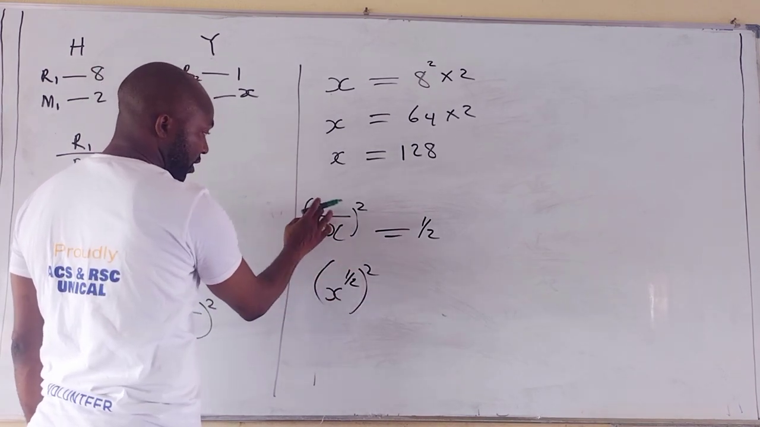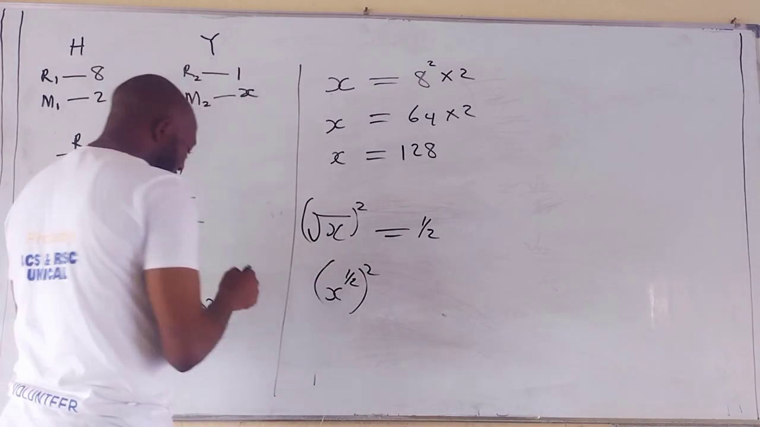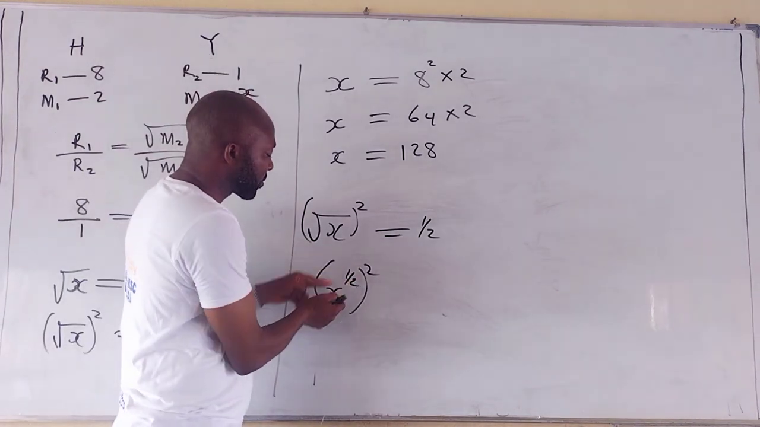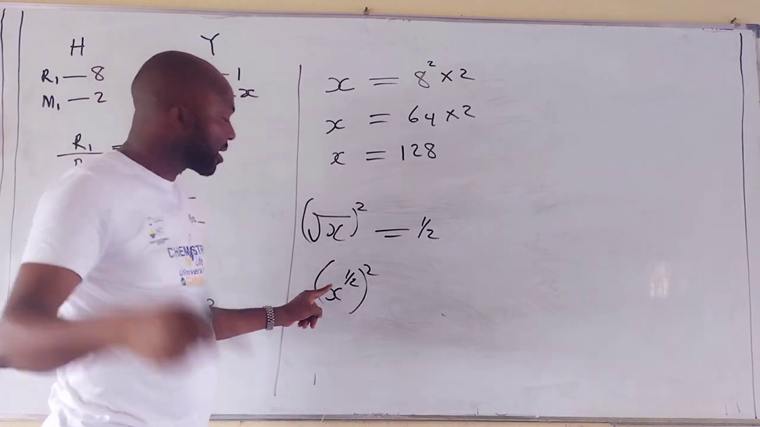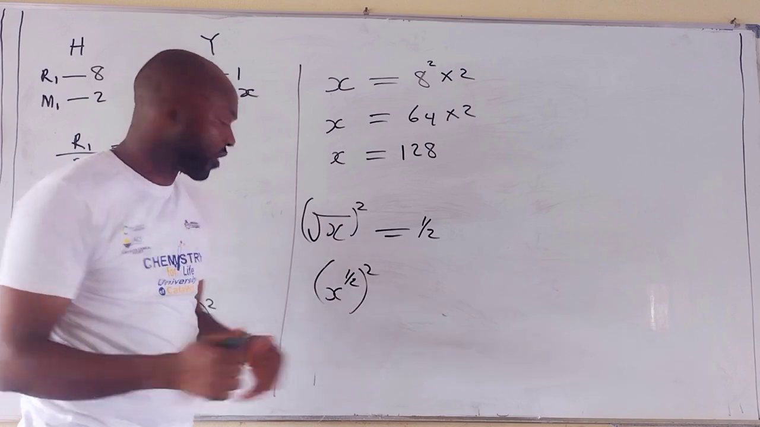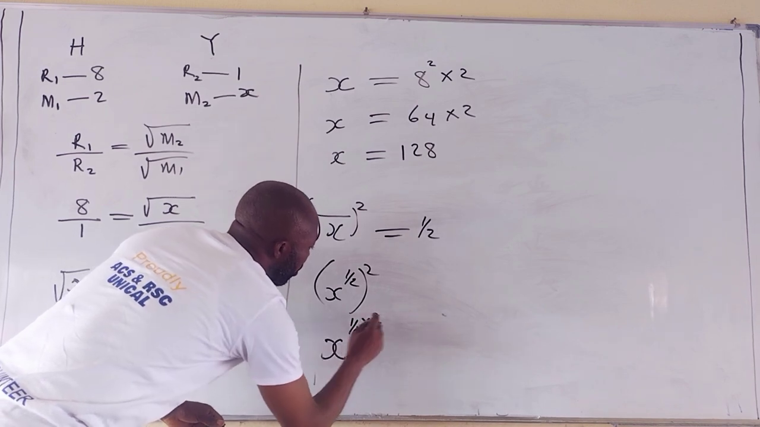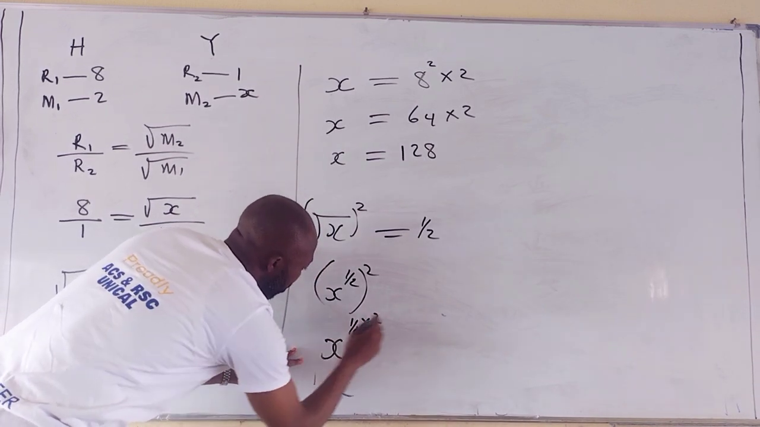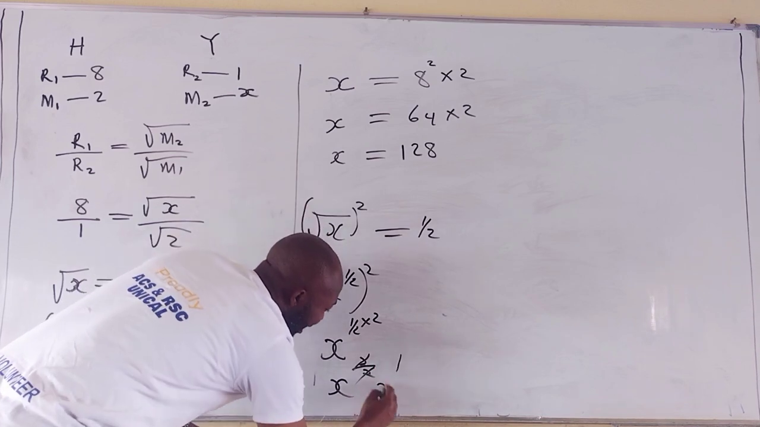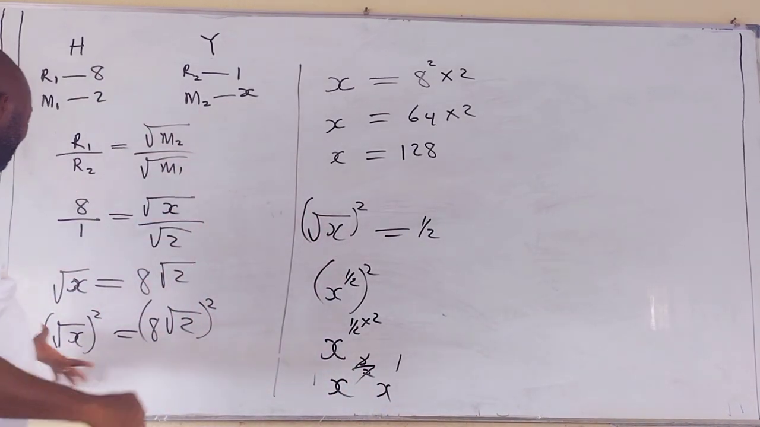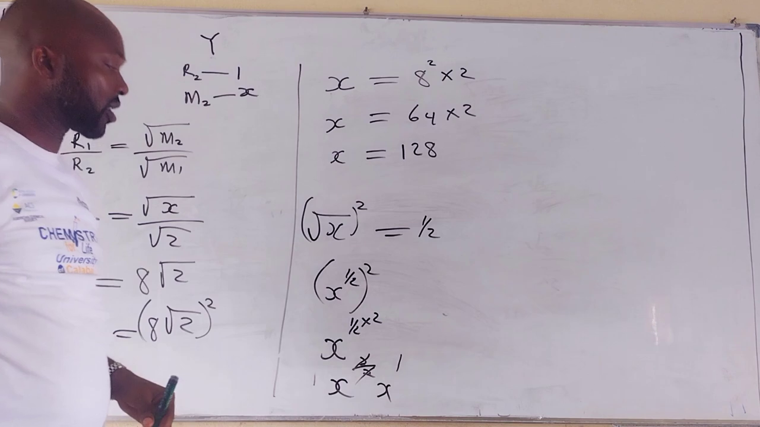So, if this root sign is the same thing as 1 over 2, how do we get rid of this? The power law of indices says that when a number x is raised to a certain power, which is again raised to another power, the powers are multiplied together for final evaluation. So I have x raised to the power 1 over 2 times 2. 1 times 2 is 2, divided by 2 gives us 1. So x raised to the power 1 is x. That is how we now have x. This is an explanation from indices.